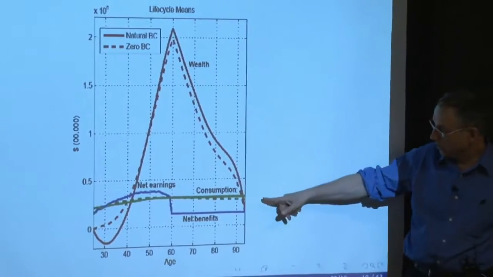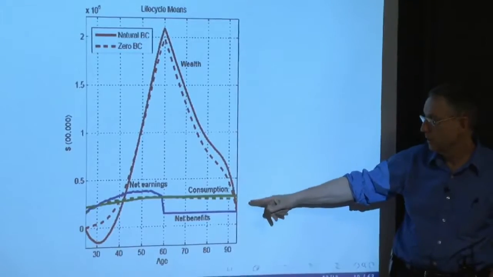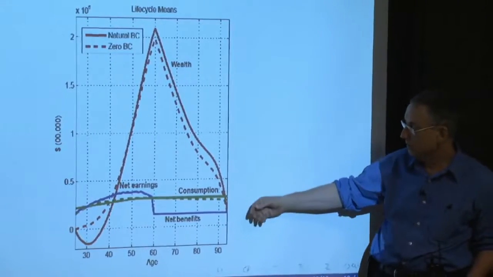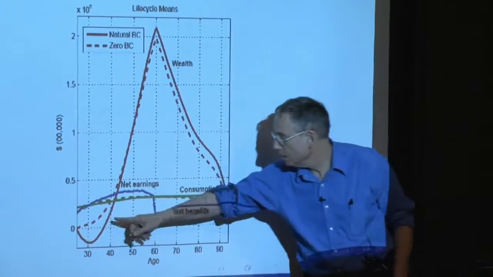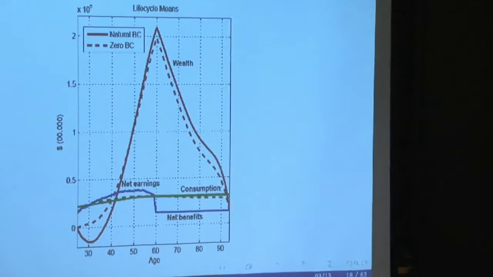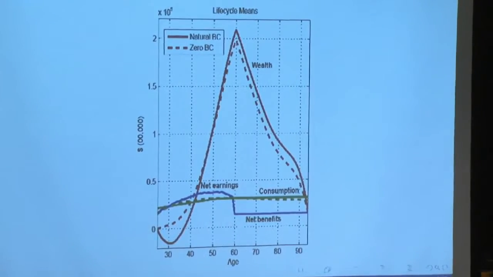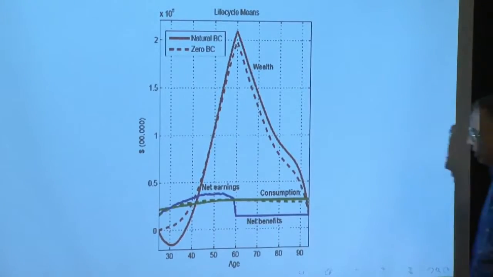Now, with this profile, you try to keep consumption steady. It's not completely flat. It just looks flat relative to everything else on this diagram. It's actually increasing somewhat, but the goal of the life cycle smoothing is to try to have more or less steady consumption.